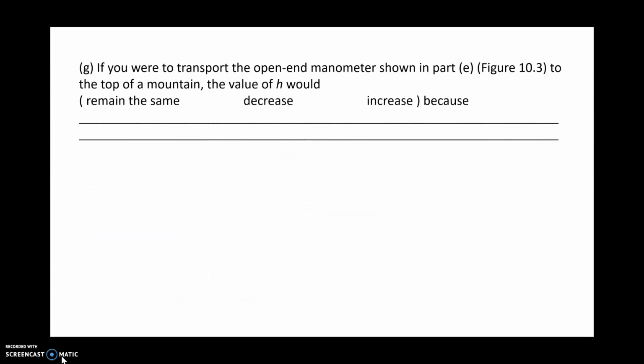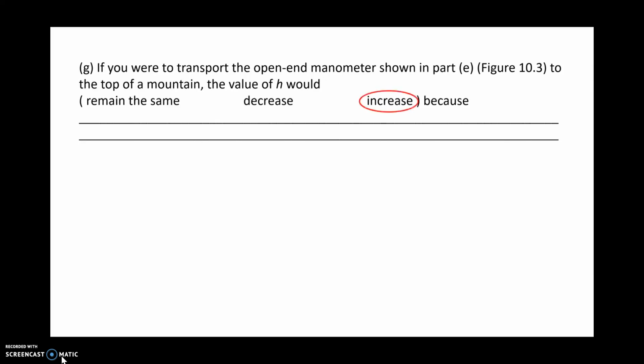All right, if you were to transport the open-end manometer shown in the previous picture to the top of a mountain, what would happen to the value of H, the height of the column of mercury? Would it remain the same? Would it decrease? Or would it increase, and why?